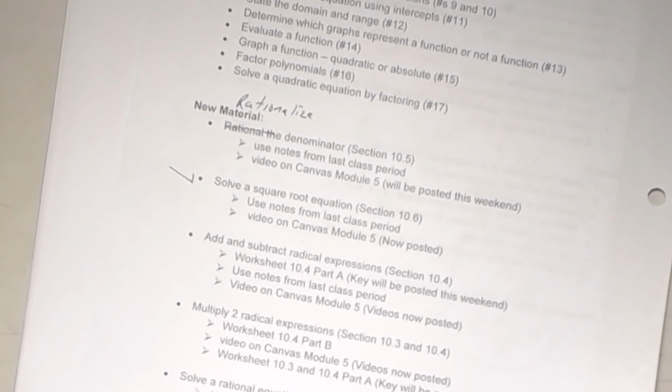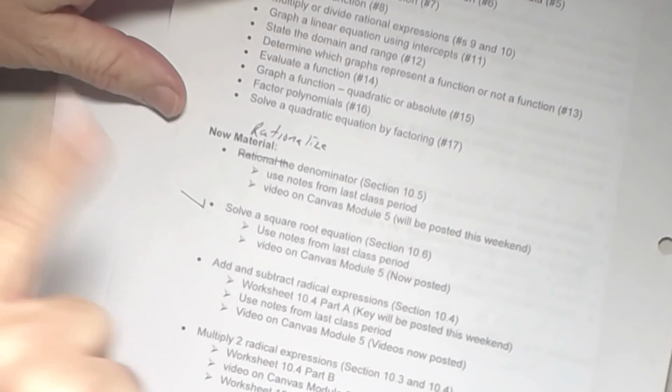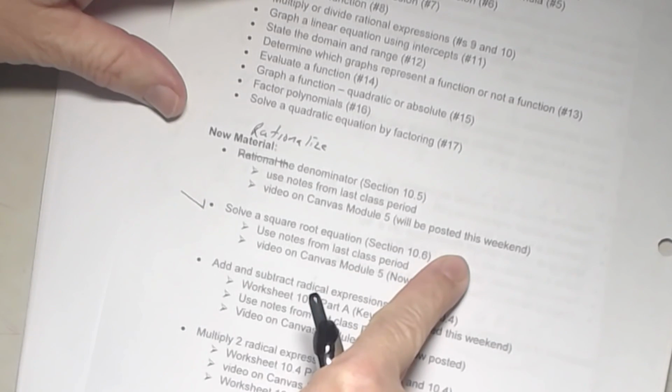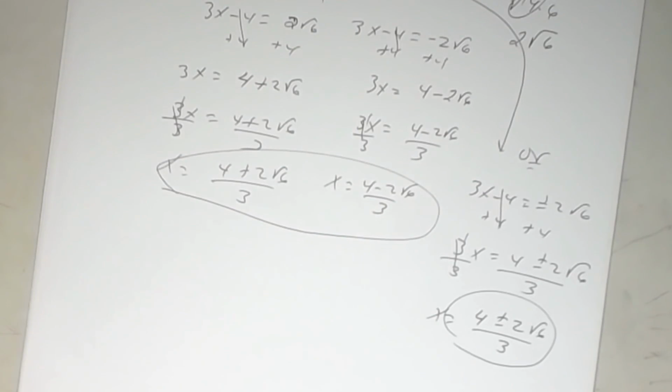It's not that difficult to deal with. So here's the idea about rationalizing the denominator. Now notice what I have: I have used the notes from the last class period. So when studying, use these notes here. I will have a video on Canvas on it, but I don't have it yet. It will be posted this weekend. But if you remember, or if you understand what we're doing now, then there's no reason for you to look at that video.